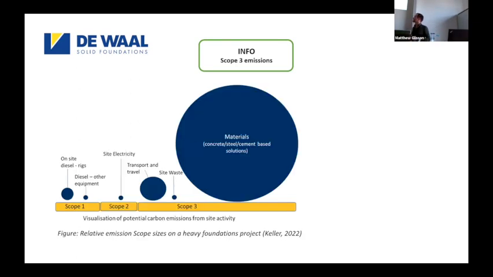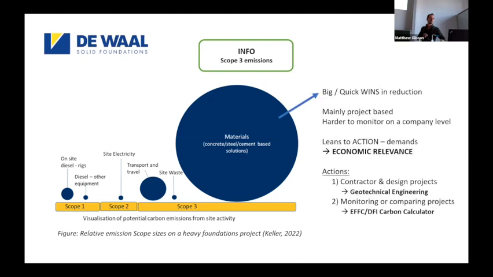Now this is a visualization I kind of stole from Keller, but thank you, Keller. But it's also in the carbon reduction guide. So that's why I use it. It's a nice visualization of the ratio of emissions in a foundation project. And as you can see, scope 1 and 2 together are very small in comparison to the part of materials used. And in fact, that gives us an opportunity. If you want to reduce your emissions, you have the biggest wins to make in reducing your materials.